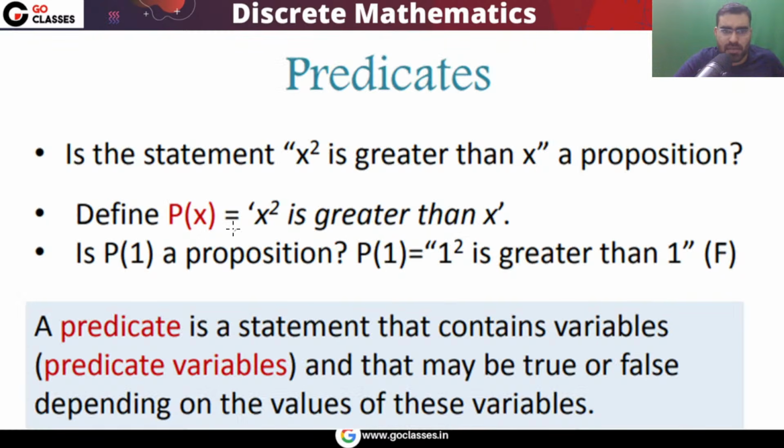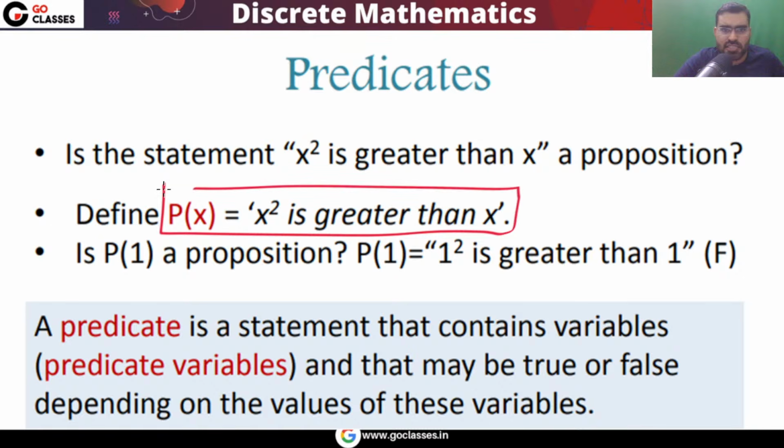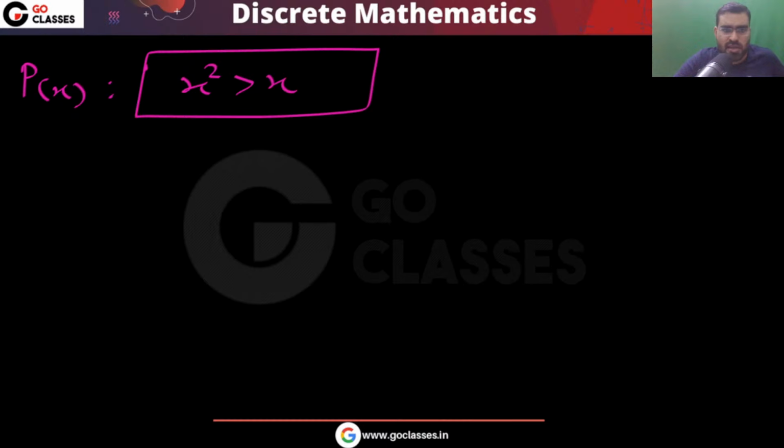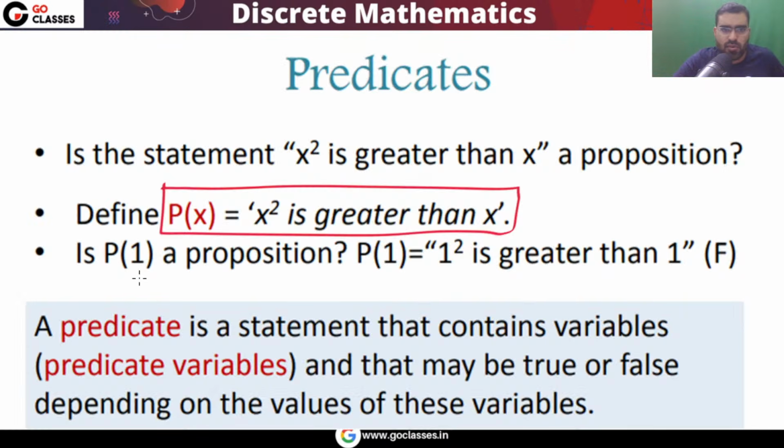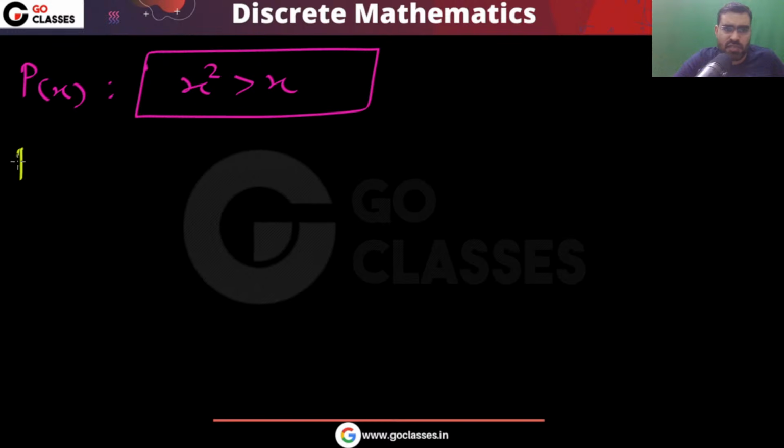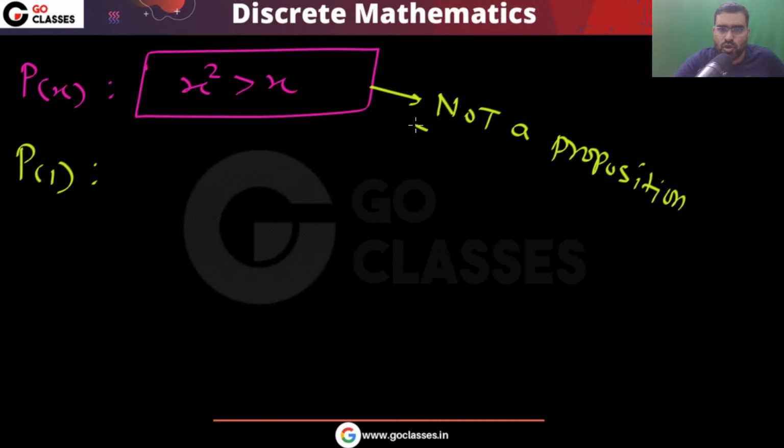Like consider this example. You can notice P(x) is x square is greater than x. Now what is P(x)? P(x) is saying that x square is greater than x. If I replace this x with 1, then what will be the truth value? This will become a proposition. At this point of time, this is not a proposition. Why is this not a proposition? Because it contains variables. So you cannot say it is true or false.